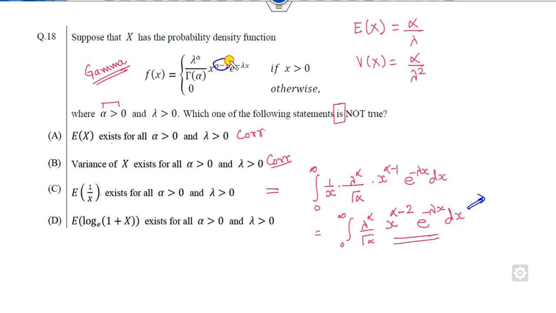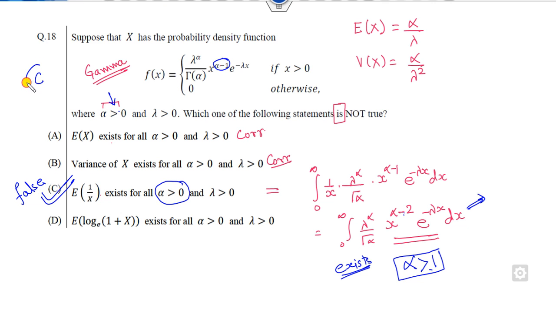But make sure this is alpha minus 1, so alpha must be greater than 0 for it to hold. So this is applicable only when alpha is greater than 1. This exists only when alpha is greater than 1, but they are talking about alpha greater than 0. So this is my false statement. According to this question, this is the correct answer of this problem.